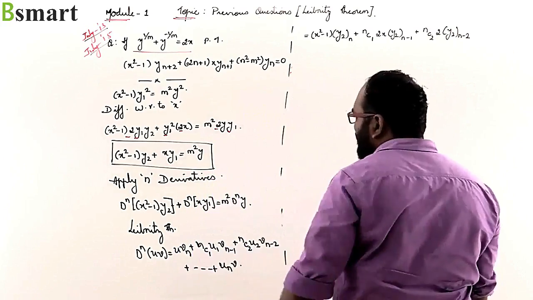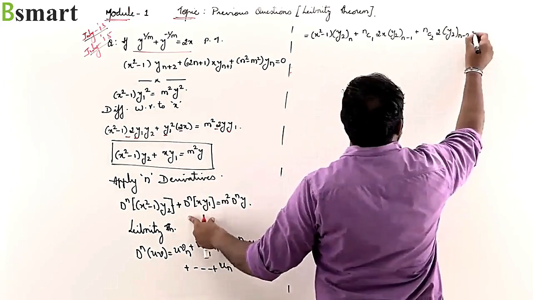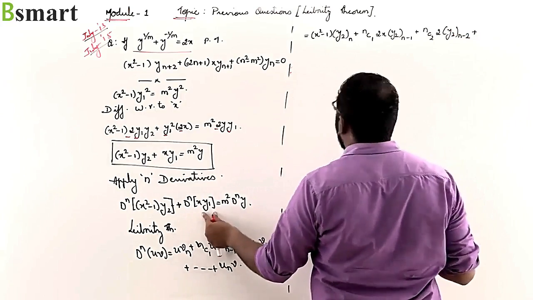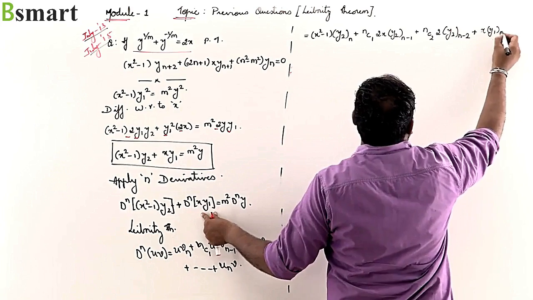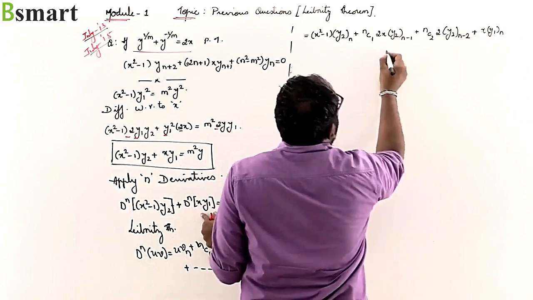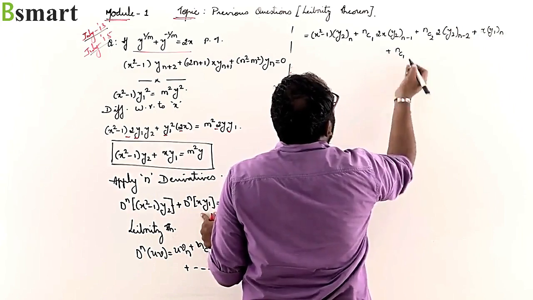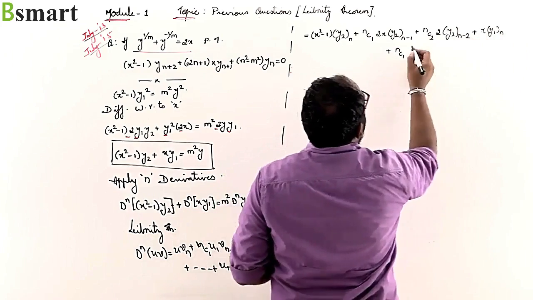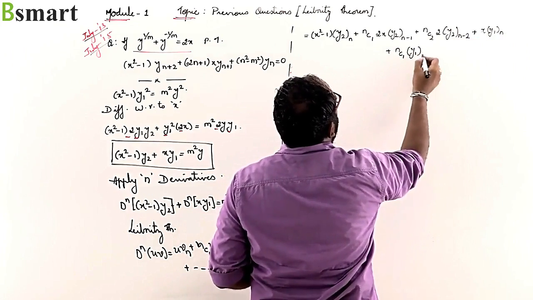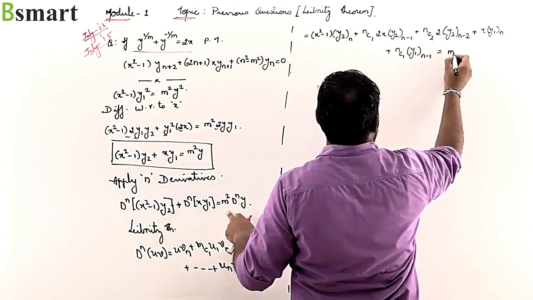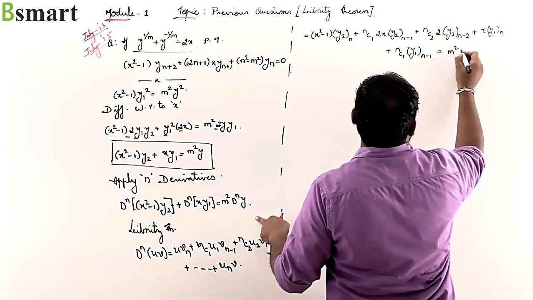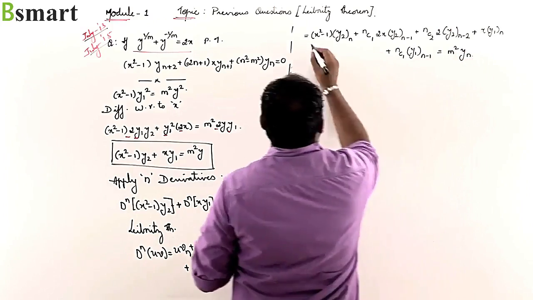Now if we come to the next term, that is d to the power n of x y1. So x into y1 of nth derivative plus nc1 into the derivative of x, which is 1, into y1 of n minus 1th derivative, is equal to m square into the nth derivative of y, which is yn.